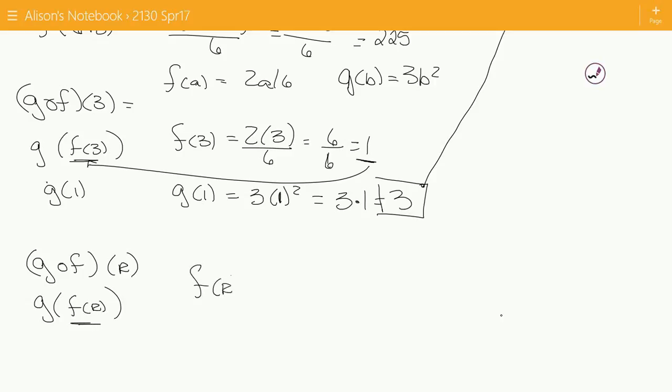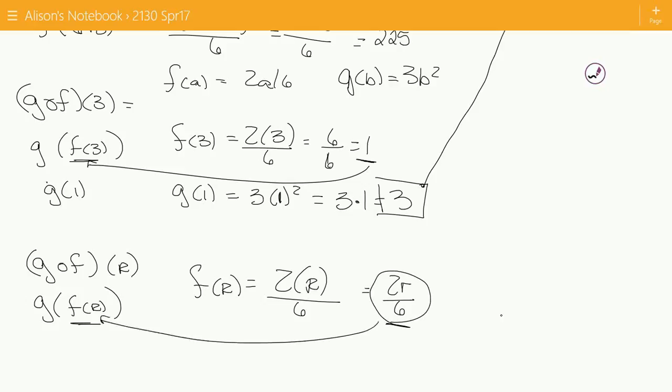So I'm going to say that for f of r, I'm going to take my 2, and instead of a, I'm going to replace it with r over 6. So I'm going to have 2r divided by 6. This is the value that is going to go into my g. So now I have g of 2r divided by 6. So if I go back to my original g, wherever I found the b, I am going to put 2r divided by 6 squared. If I simplified this, this is 1/3 r squared.